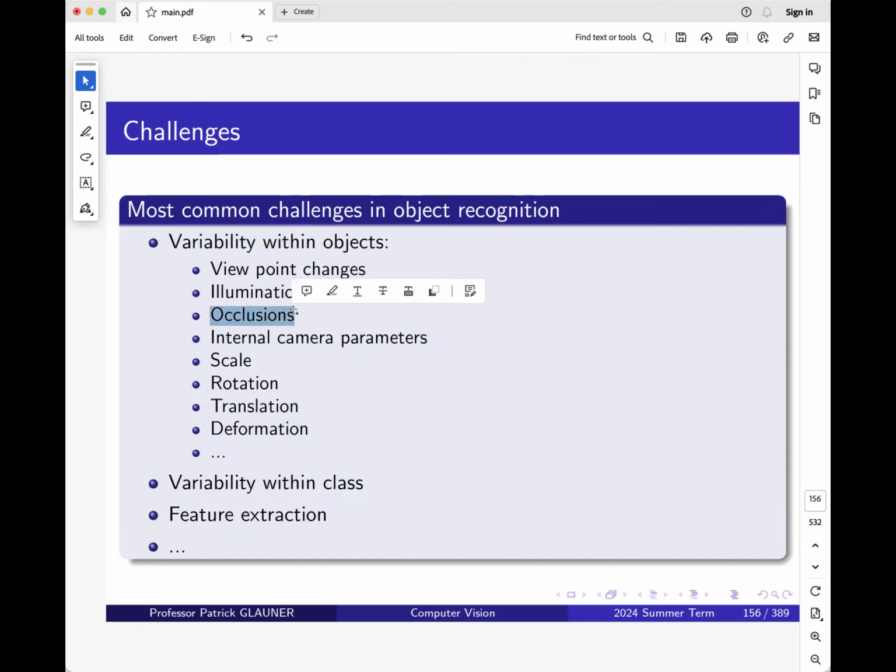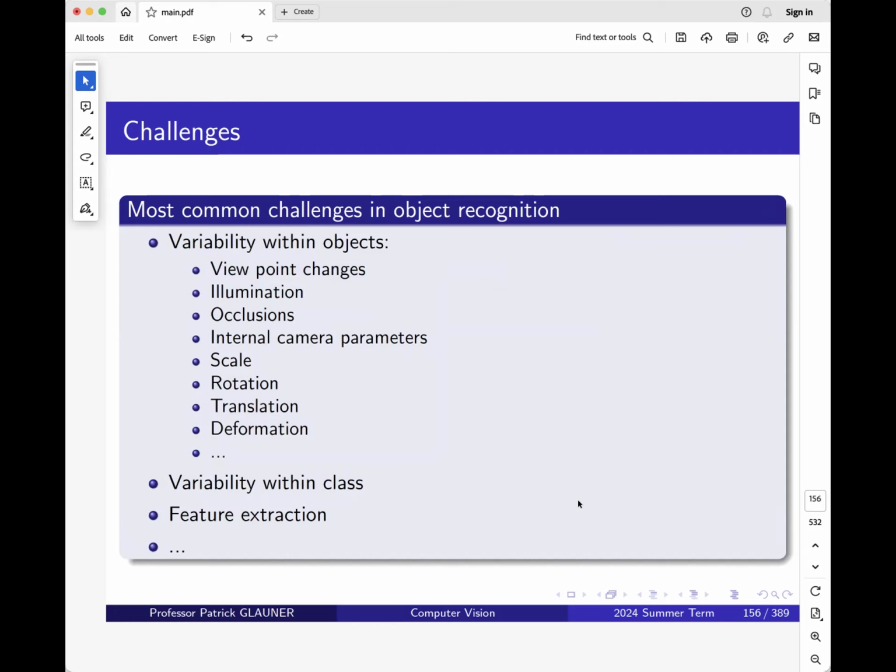You can have occlusions, meaning the object is not fully visible, but it's partially occluded by some other object. Illumination is always an issue in computer vision. You can have viewpoint changes, so you see the object from different viewpoints, and so forth. So this can be a variation within the objects, but you can also have a variation within the class, because you not always just have dogs that have a certain color. You have dogs that have other colors. Maybe a car can have different colors, lots of different shapes.